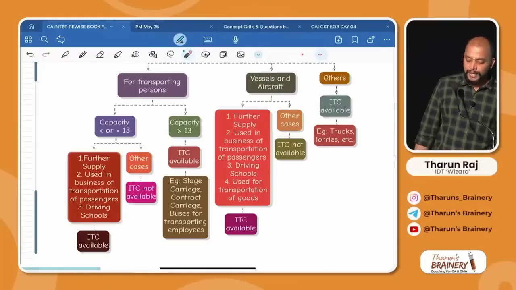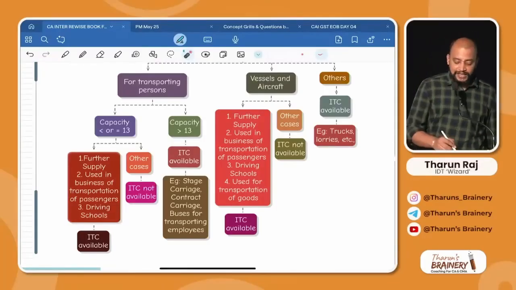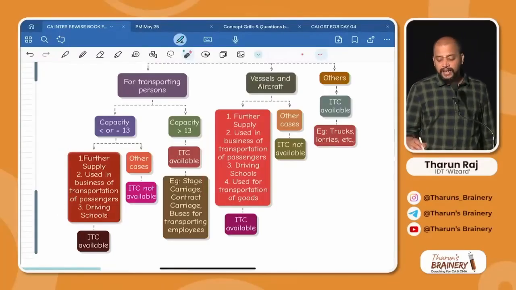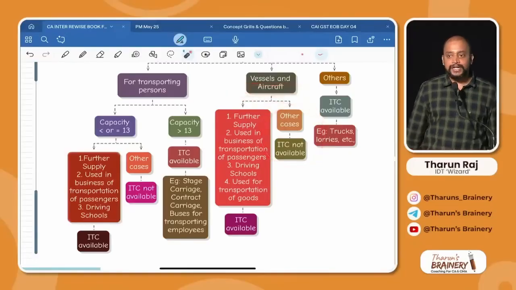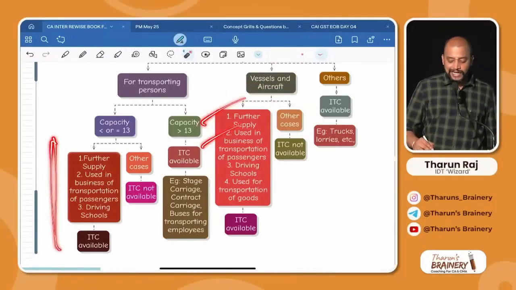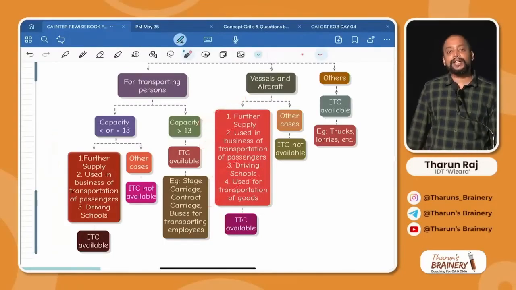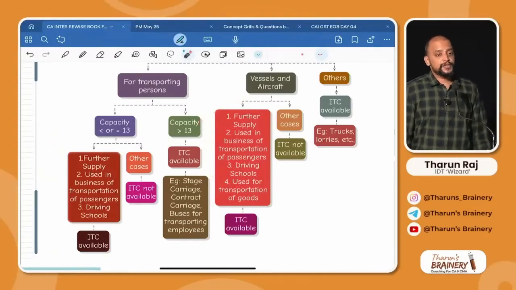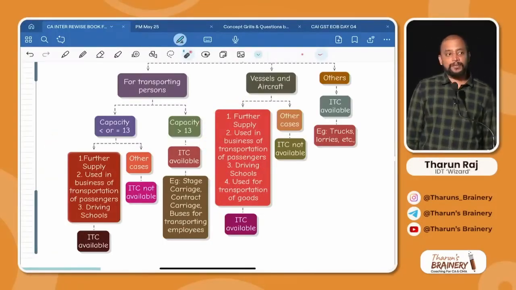Okay. Now, vessels and aircrafts also, these 3 exceptions are there. Generally, vessels and aircrafts are blocked credits, ITC not available. However, in these 3 cases they are giving ITC, plus one more point they added: used for transportation of goods. Then ITC will be available.